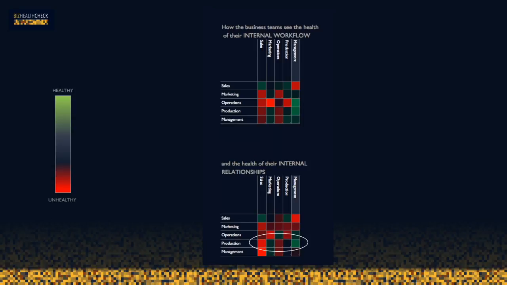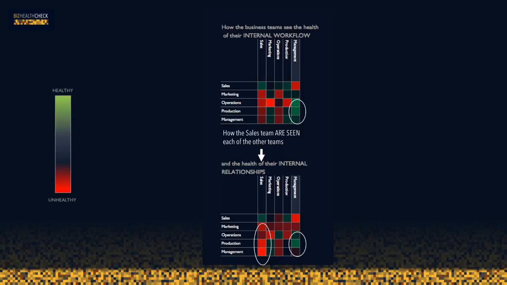So if we look at the rows in the heat maps, we can see how each team perceives the health of the workflow and the health of the relationships with the other teams in the business unit. But if we look down the column, we see it from another angle. We can look at the way that the teams are perceived by each of the others in the business unit. So reading down the column, in this example, the sales team has some real issues in relationships within the business unit.